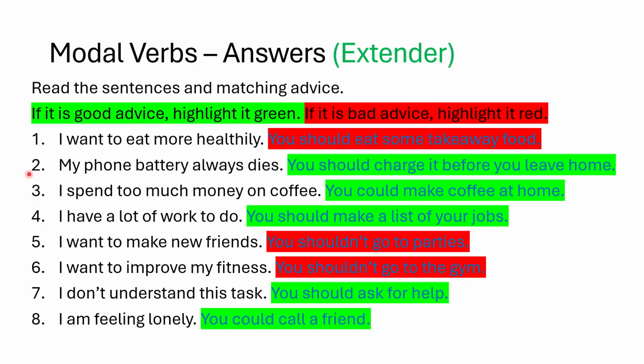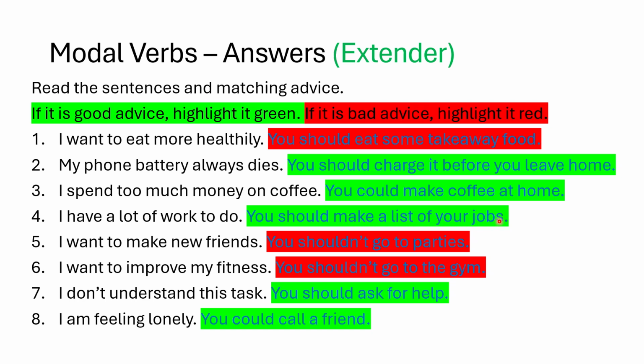Check your answers. 1. I want to eat more healthily. You should eat some takeaway food. This is bad advice. 2. My phone battery always dies. You should charge it before you leave home. This is good advice. 3. I spend too much money on coffee. You could make coffee at home. This is good advice. 4. I have a lot of work to do. You should make a list of your jobs.